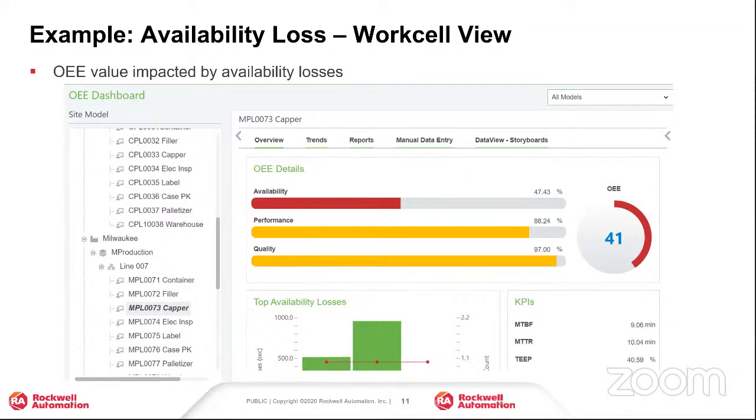So in this case, OEE value can be impacted by an availability loss. So even if your performance and quality are meeting 97 and 88%, if your availability is down to only 47%, your machine is actually not available to run, then your OEE value for that machine itself is at 41%, right?